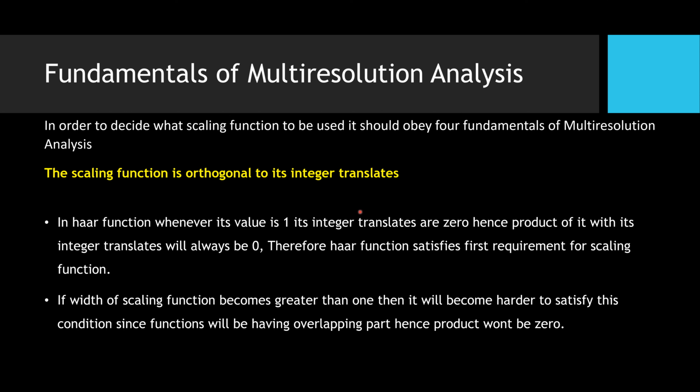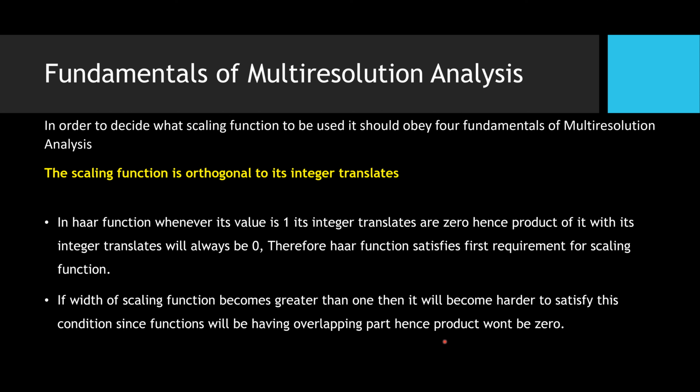We can say it satisfies the first fundamental rule for the multi-resolution analysis. Here, if the width of the scaling function becomes greater than 1, then it will become harder to satisfy this condition, since the functions will have overlapping parts, hence the product won't be 0.